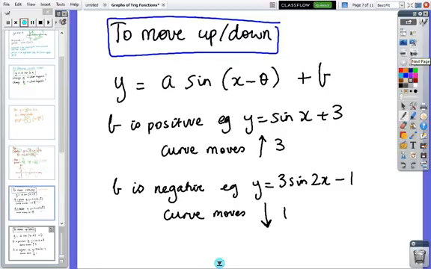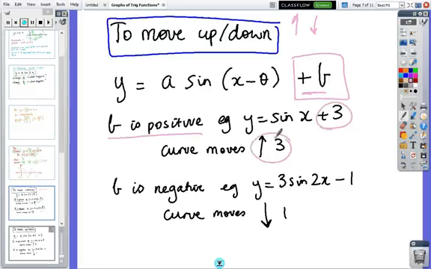So if I want to move up and down, then I just have to put a number at the back. If I want the curve to go up or down along the y-axis, then it's just this number at the back. For instance, if I've got a positive number like +3, then the curve is going up 3.